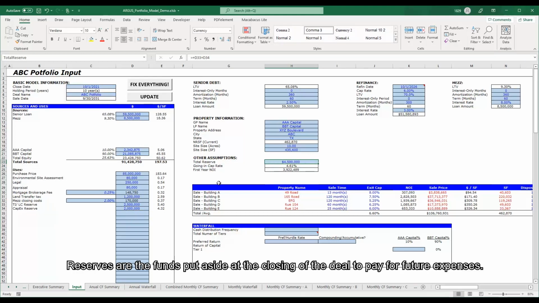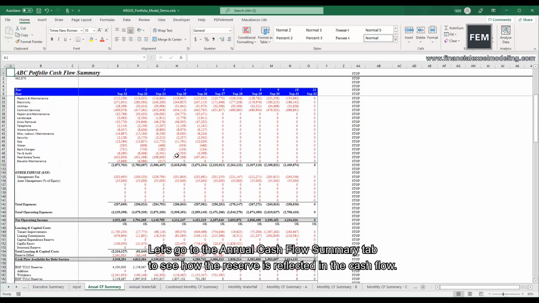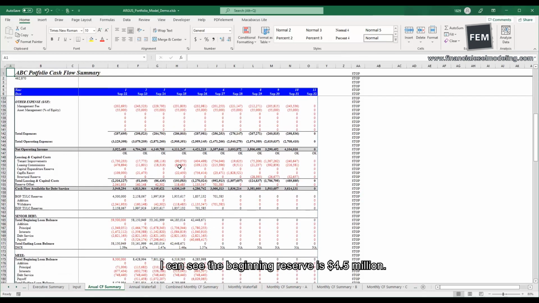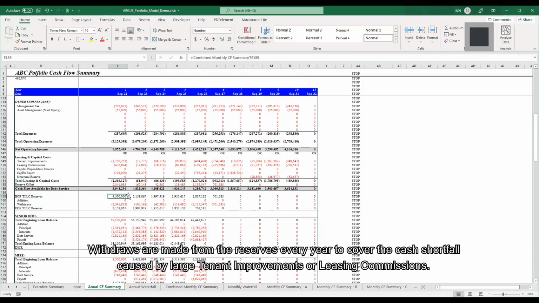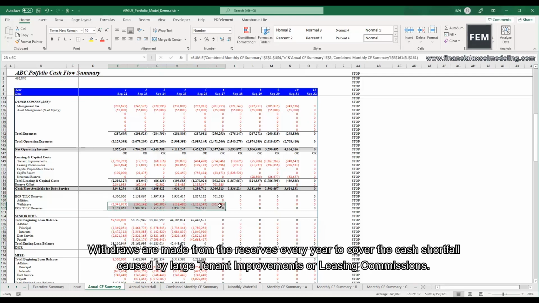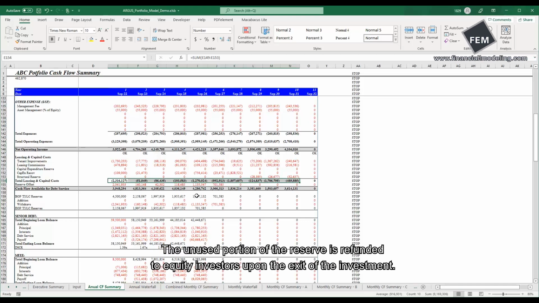the sources. Reserves are the funds put aside at the closing of a deal to pay for future expenses. Let's go to the annual cash flow summary tab to see how the reserve is reflected in the cash flow. I can see the beginning reserve is $4.5 million. Withdrawals are made from the reserves every year to cover the cash shortfall caused by the large tenant improvements or leasing commissions. It means the cash flow would have become negative if the reserves were not set up. The unused portion of the reserve is refunded to equity investors upon the exit of the investment.